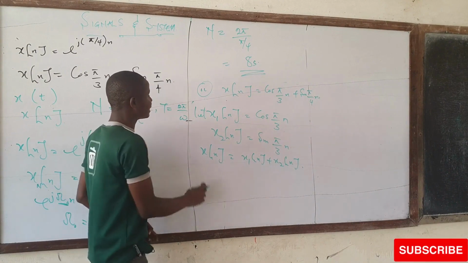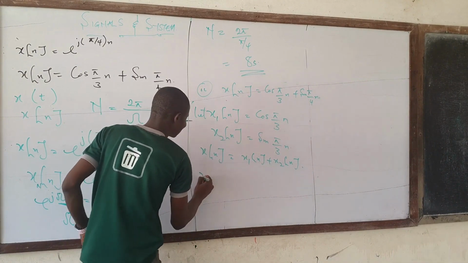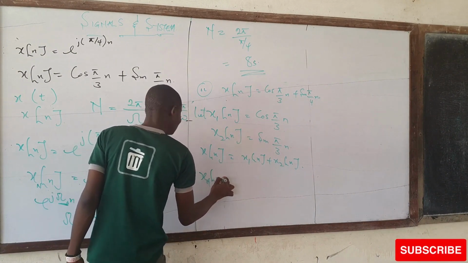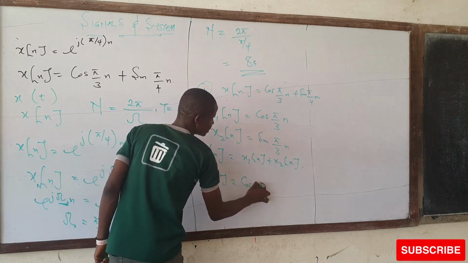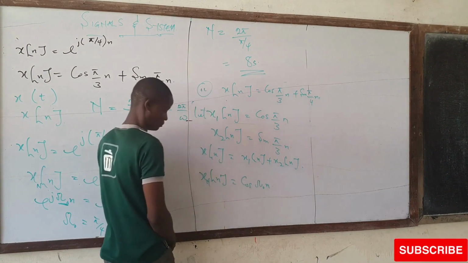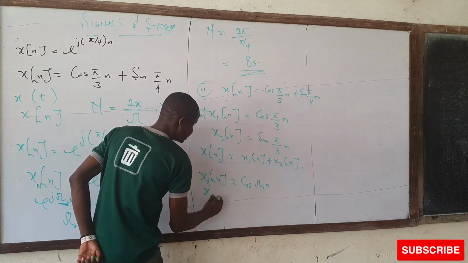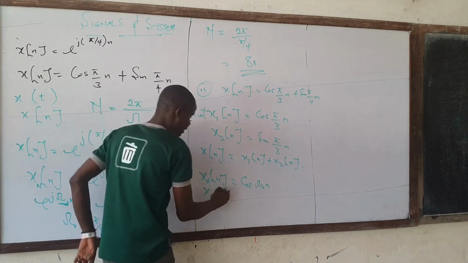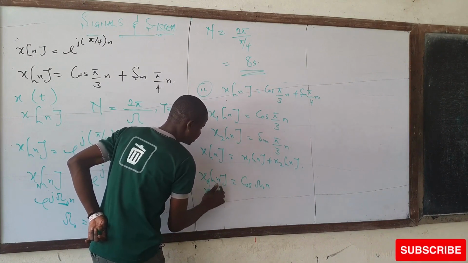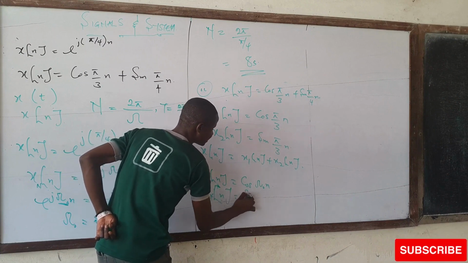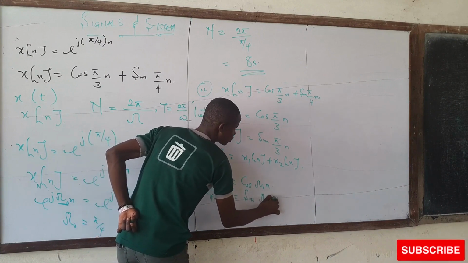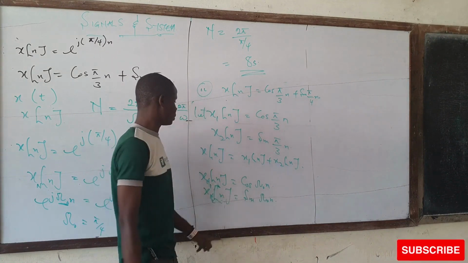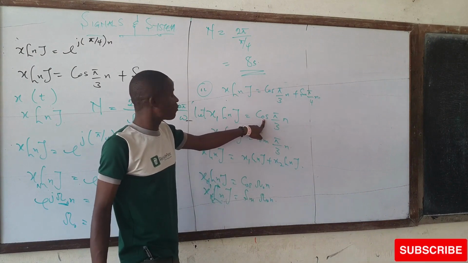So if we have this, now let me compare this x1 with this. I can write the general x of n as cos omega naught of n. Similarly, if the signal is a sinusoidal discrete signal, I can also write it as sine omega naught of n. Let me call this one and this one two. Now, I can compare this with the cos part of my signal.